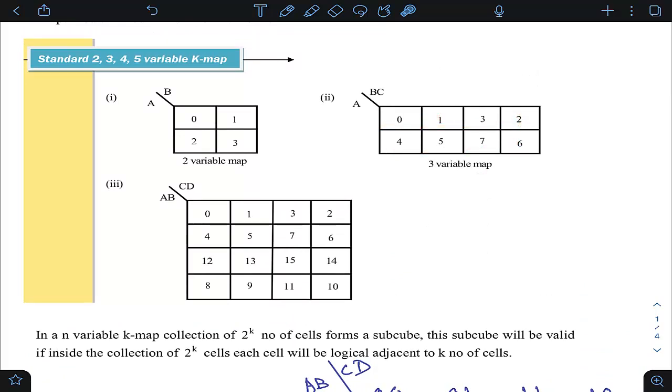So you need to remember this pattern, like in a 3 variable case. I'll explain how to make use of K-map to solve some questions by taking examples, we'll see. But these numbers you should definitely remember.